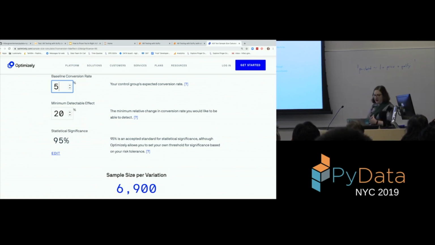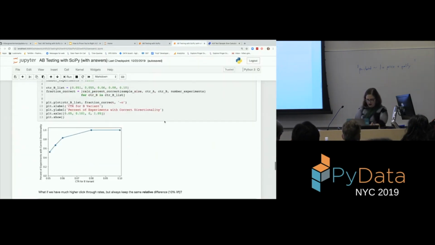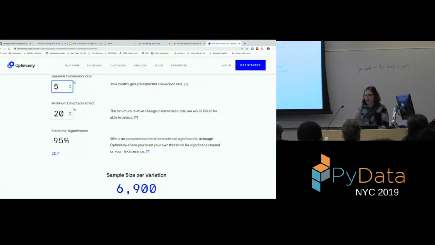So, minimum detectable effect size. This is the difference between A and B that we want to be able to detect for sure. This is what we were playing around with up here. Do we want to be able to detect when they're far apart, or do we want more sensitivity? Do we want to be able to detect a smaller difference between A and B? Now, this 20% is relative to this 5%. So in this case, this would be 5% versus 6%. The way you would figure that out is 5 times 1.2.